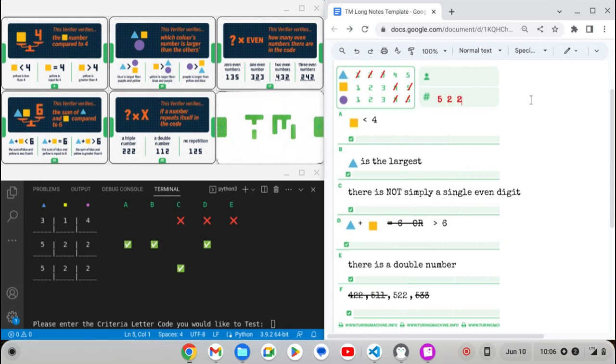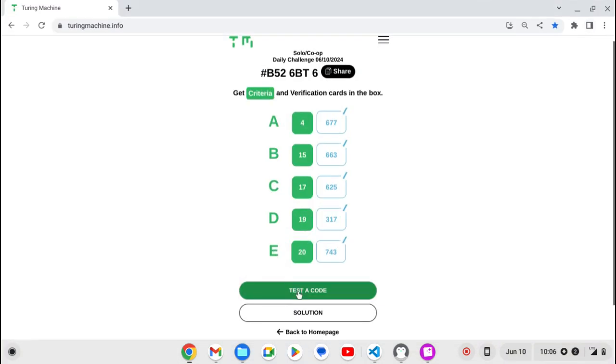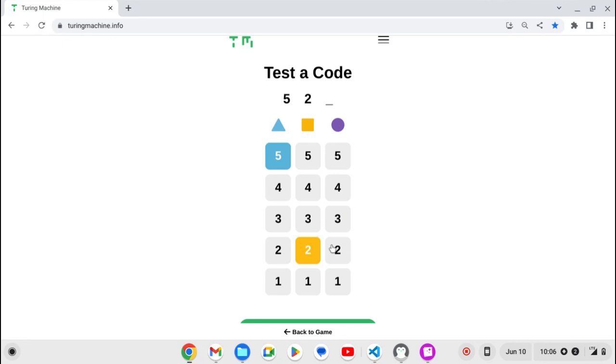And so up above we have 522, and let's review. Obviously, the middle digit is less than 4. Triangle is the largest. There's not just a single even. Indeed, now that we've tested it, there's actually a double. And the sum is greater than 6. There is a double number. That looks great. So let's go to turingmachine.info and verify. So 522, let's verify. Okay, fantastic.